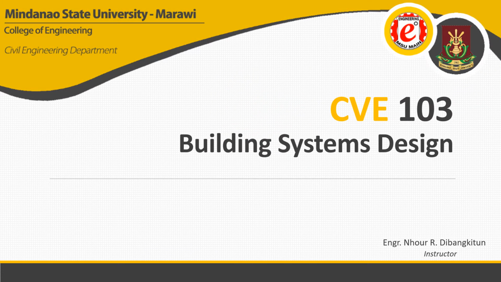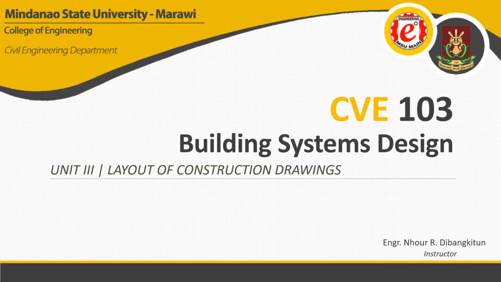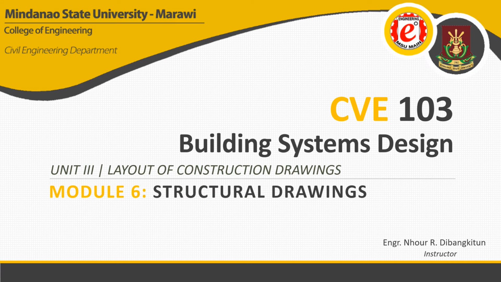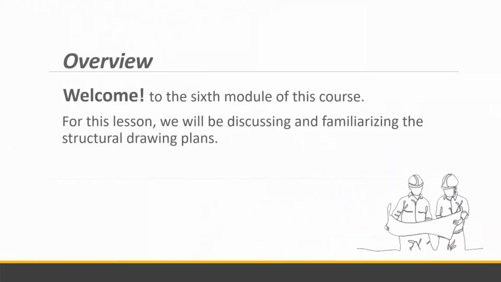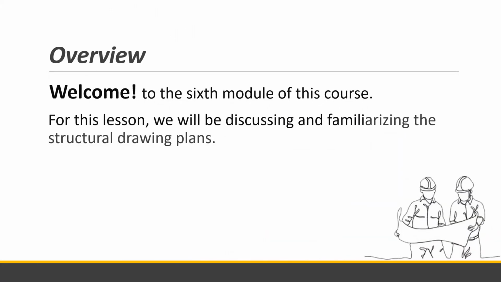Good day, this is CVE103 Building Systems Design, Unit 3 Layout of Construction Drawings, Module 6 Structural Drawings. So we are done with the architectural drawings, and in a drawing set, the order of drawings is, mauna yung architectural and then susunod yung structural, and tsaka yung plumbing and electrical. So for this lesson, sixth lesson, we will be discussing and familiarizing the structural drawing plan.